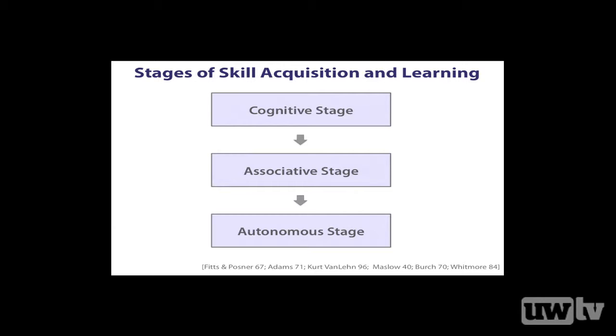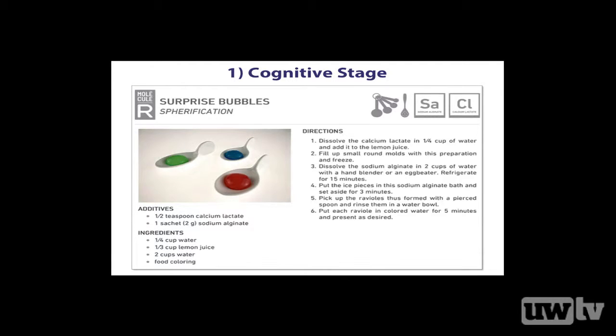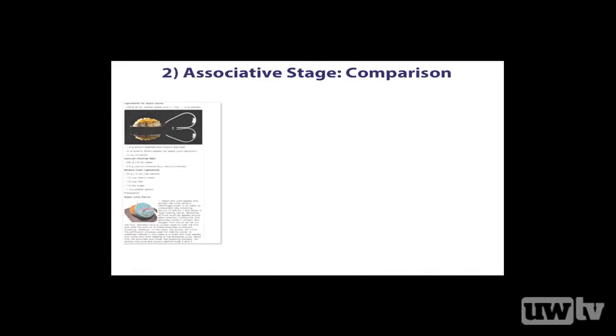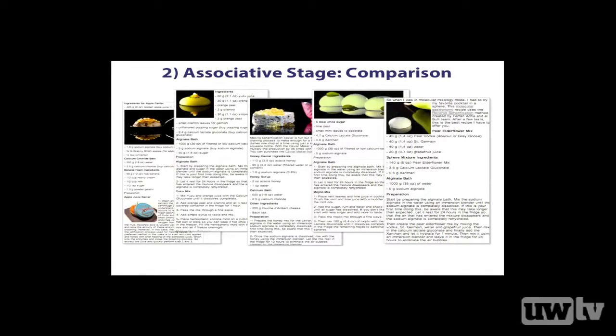And so let's look at these three stages, sticking to the example of cooking for now. So the first stage is the cognitive stage, where learners follow step by step the instructions that they are given. So in this spherification recipe, the steps are clearly described. And so following the steps requires conscious efforts and leads to high levels of cognitive activity. In the associative stage, learners start synthesizing and comparing the information across multiple recipes. So here, I would make a conscious effort to understand the similarities and differences between these spherification techniques.